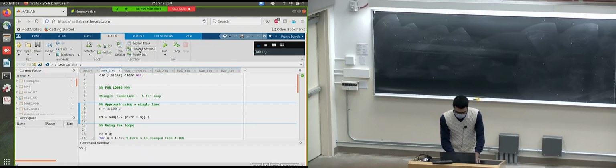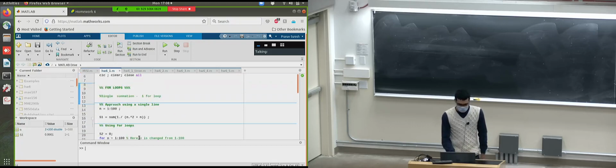So if I go ahead and run this, one of the ways you can check this is you can directly see the value of S1 in the workspace. It's pretty close to 0.99, so it's pretty close to 1.